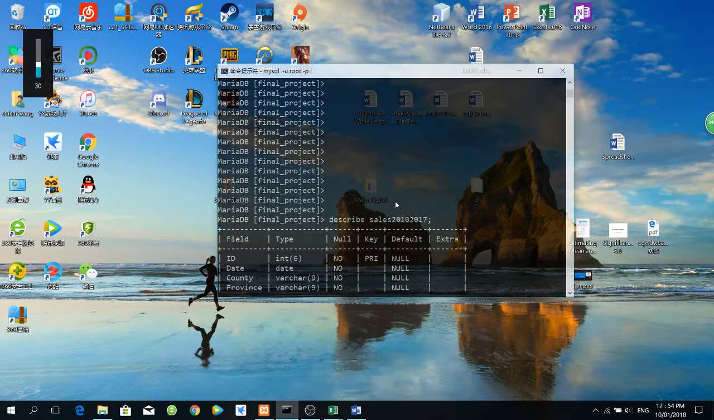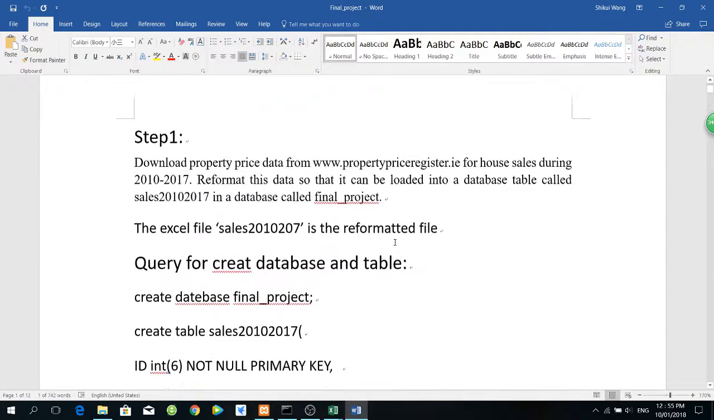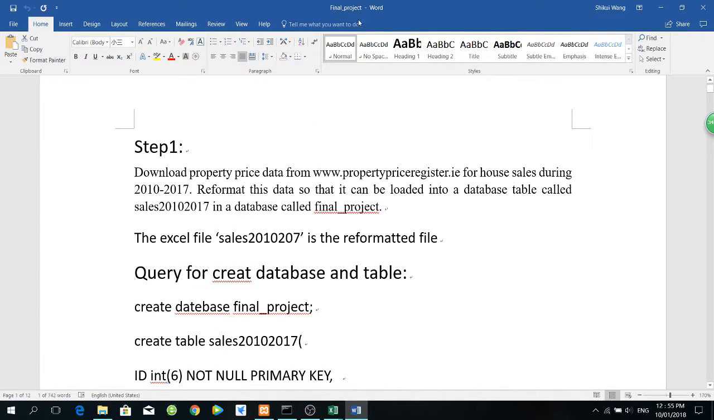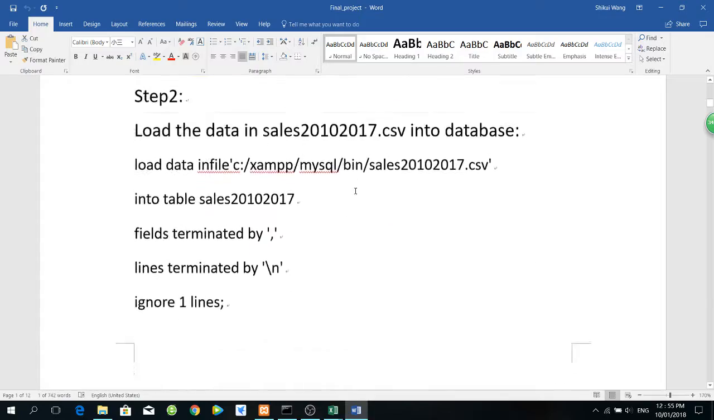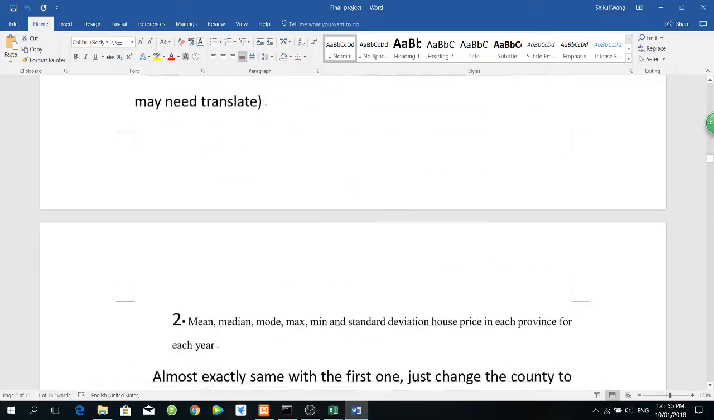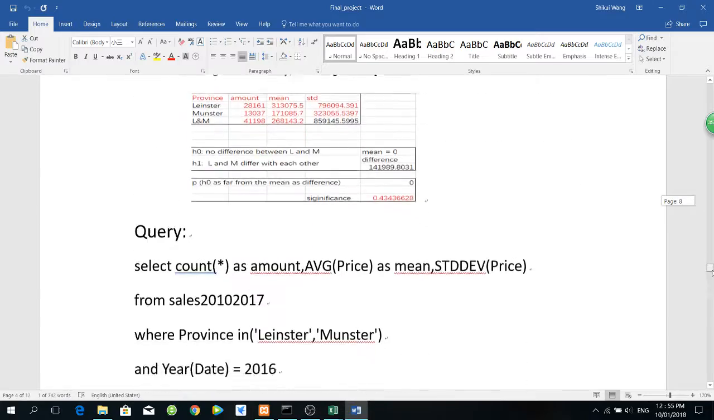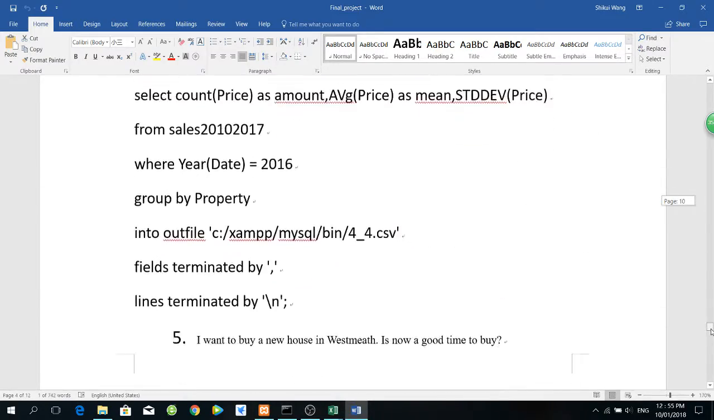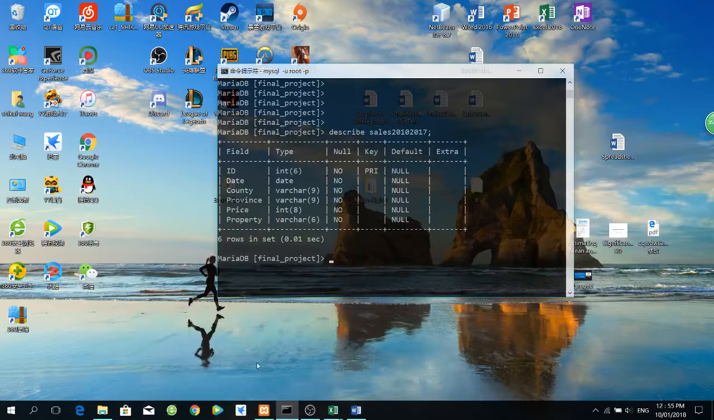And first I'll show you the overview of the report. This is a Word file with the queries and the questions and some graphics, and you can see some analysis as well. So that's all. Another thing, let's talk about the database structure.